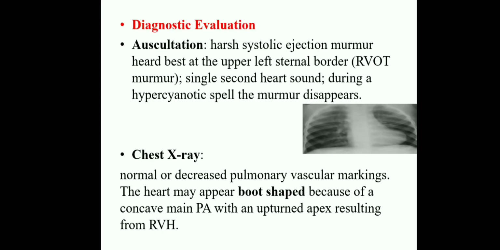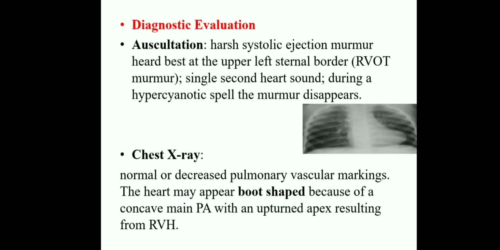Next, coming to the diagnostic evaluations. Whenever you are auscultating the baby's heart sounds, a systolic ejection murmur is heard best at the upper left sternal border, and a single second heart sound. During a hypercyanotic spell, the murmur disappears. This is about the auscultation of tetralogy of Fallot babies. What sounds are heard? During a hypercyanotic spell the murmur disappears, along with the single second heart sound.